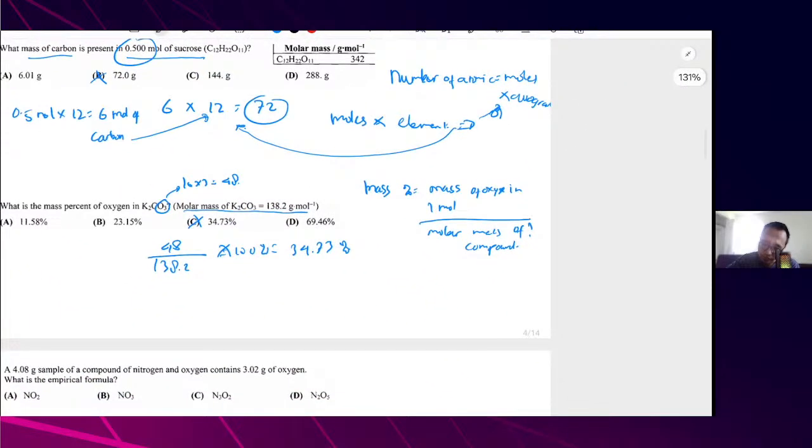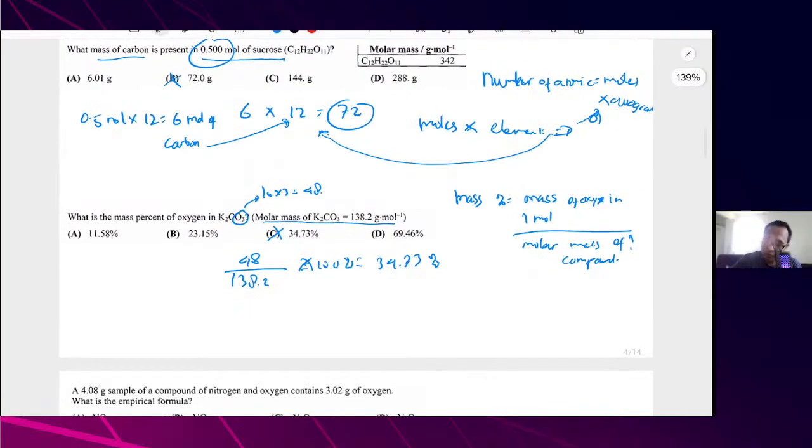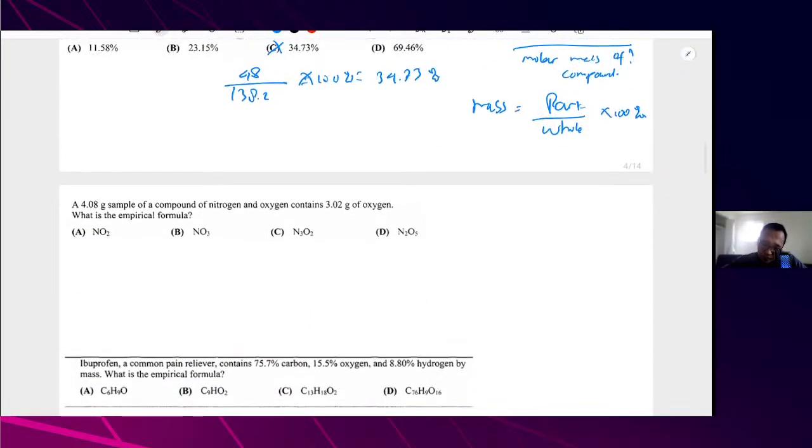Okay, and then remember for this equation, mass percentage will be mass of part over whole, times 100. Make sure to count how many of each atom are present. Okay, and then again, there is another question.